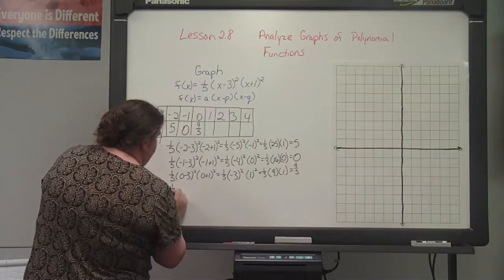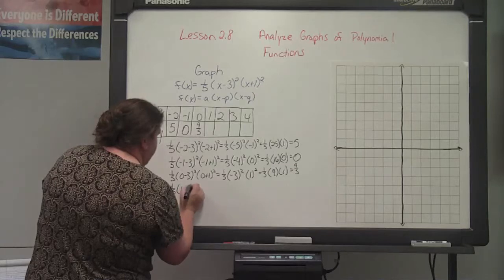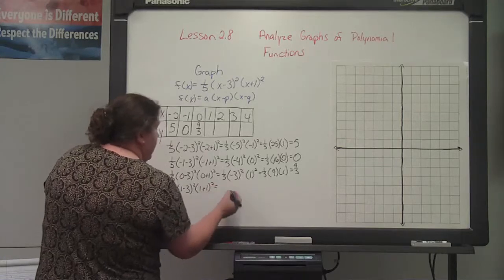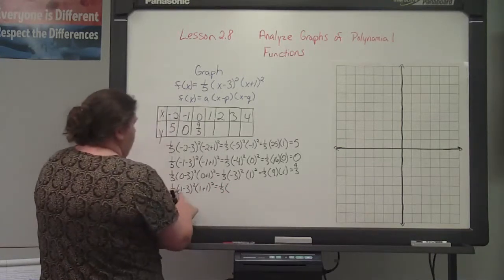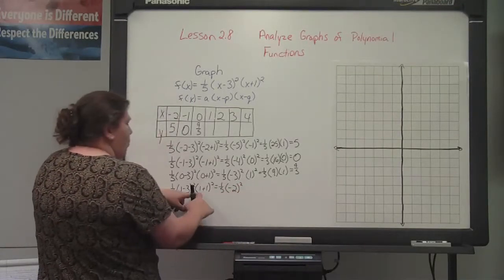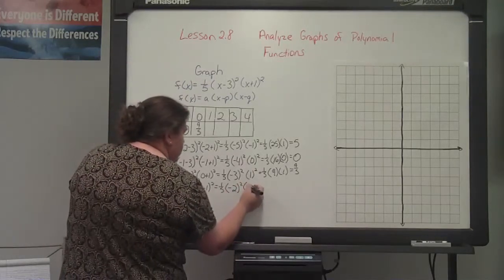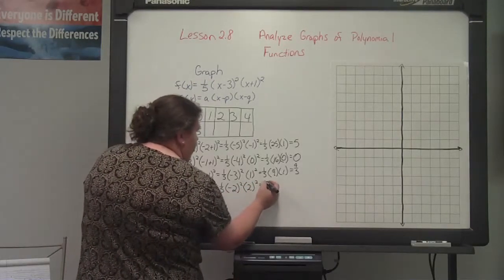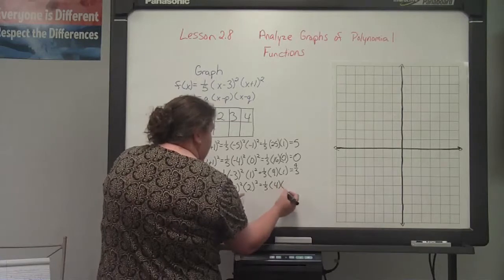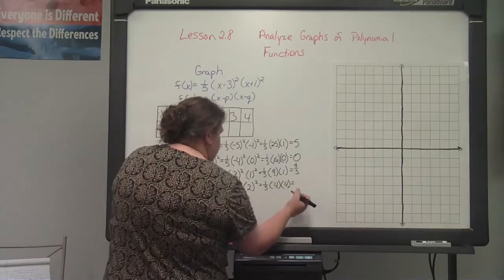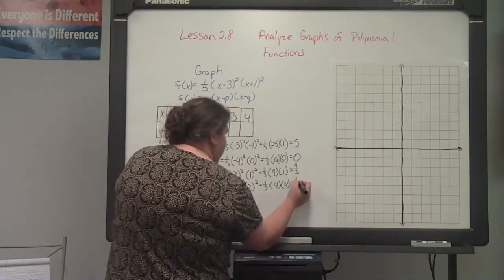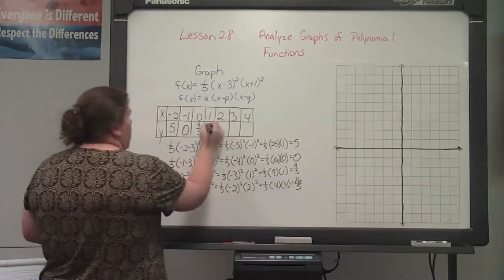I'm going to go 1/5 times (1 minus 3) squared times (1 plus 1) squared equals, again I keep my 1/5. 1 minus 3 gives me -2 squared. 1 plus 1 gives me 2 squared. So I have 1/5 times 4, because (-2) squared is 4, times 2 squared, which is 4, gives me 16/5.